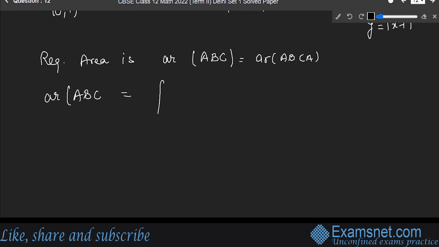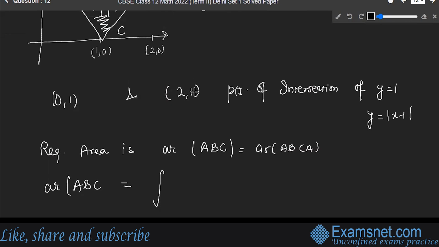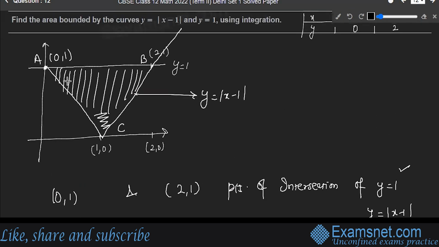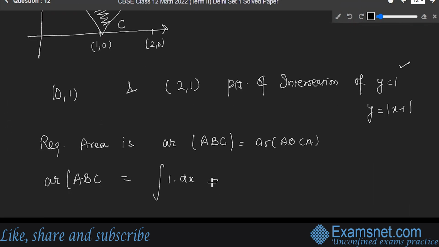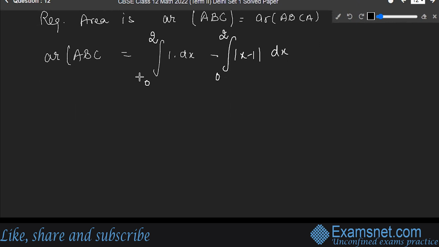ABC or ABCA is given by, see over here you are having this line, so 1 into dx minus, because this portion, this one y is equal to 1, is going to cover this whole portion, right? And I'm not interested in this much part. I have to erase this. I hope you got my point, right? So that is why I'm doing a minus over here, minus modulus of x minus 1 dx. So here I'm moving 0 to 2, and in this part I have to move 0 to 2 again. I hope you're clear with this.